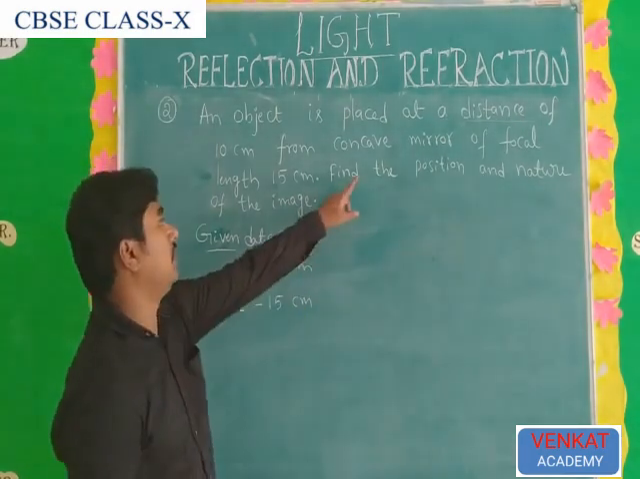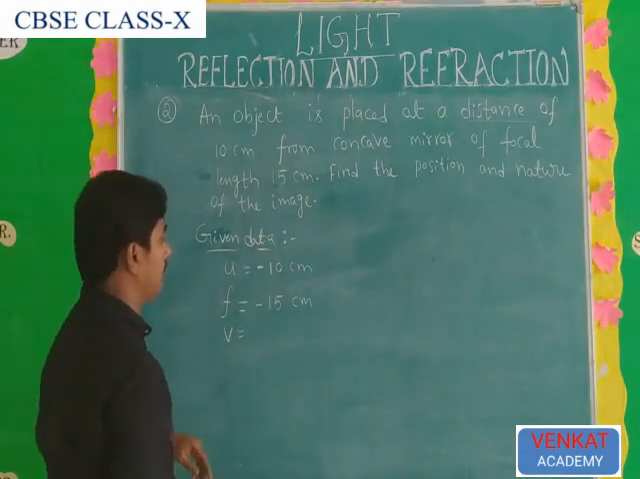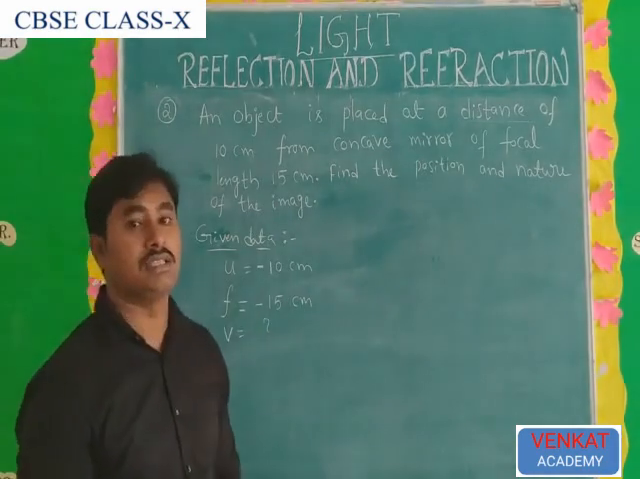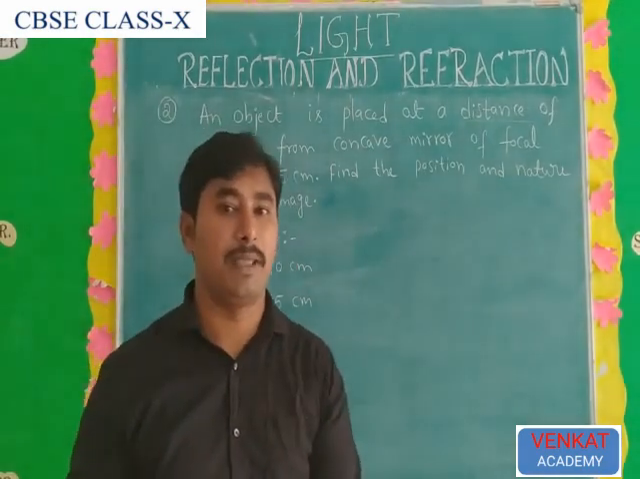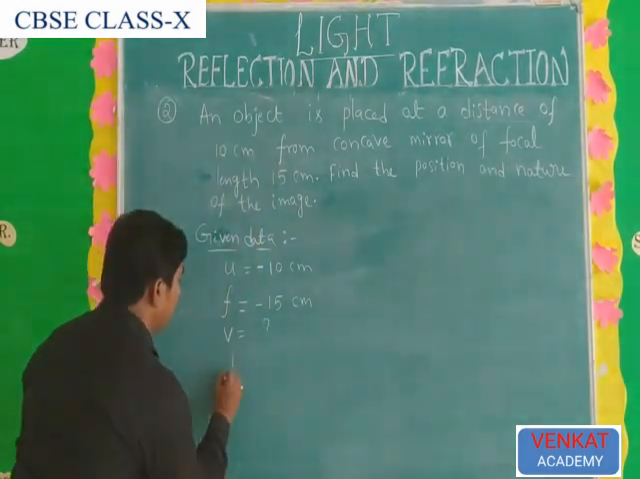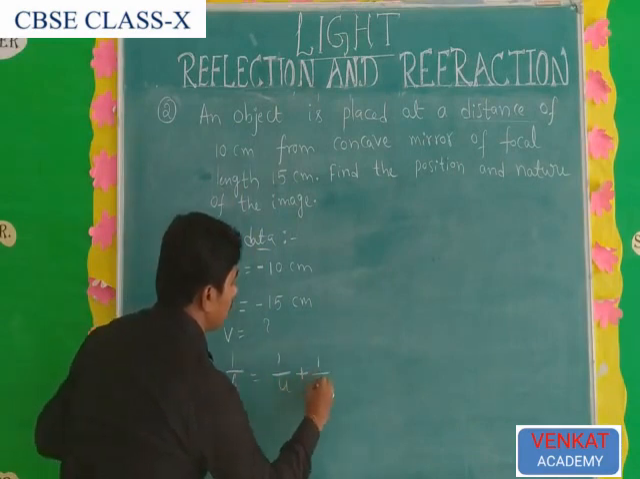Then what about the nature and position of the image? First you have to find the position of the image. So v is equal to question mark. You know very well what the mirror formula is. Write that formula: 1 by f is equal to 1 by u plus 1 by v.